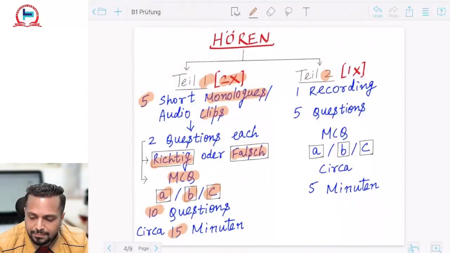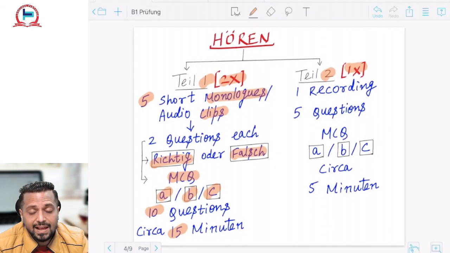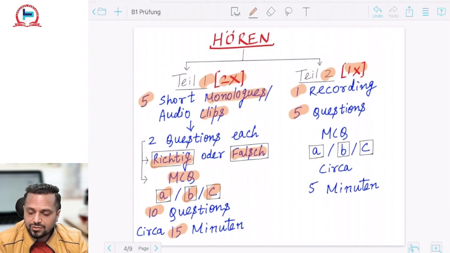Moving on to Teil 2. Teil 2 is only einmal. It is not going to be repeated. It is only going to play once. There is one recording, and based on the recording, there are 5 questions. These 5 questions are MCQ based, where you have to select A, B, or C. And this style lasts for approximately 5 minutes.